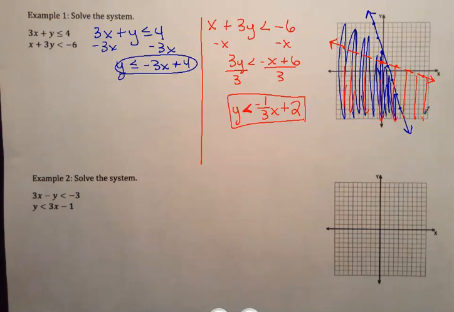Where exactly is my solution? The solution is where the red and the blue overlap. I'm going to make that green or black here. This section in here, just where they overlap, that is your solution set.